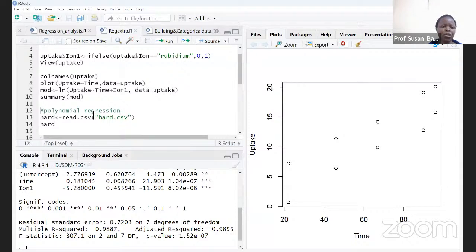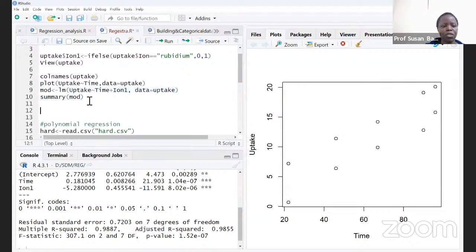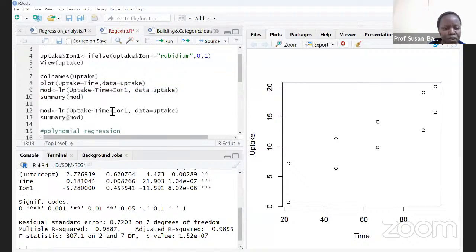Okay, ladies and gentlemen, this one I want to type, and we see the difference between having no iron1 in the model. What does it do? I'm just going to type, so don't get confused. I'm pasting the same thing as above and removing iron1, so you can see what I'm doing. I have removed iron1 and left my model. I'm going to call the object mod1, so mod1 is equal to lm uptake as a function of time only. I want to see the difference, whether we should go ahead and include iron1 to separate the two lines which we've observed in the scatter diagram, or we just fit one line onto that data. That's what I'm doing. And I just copied and removed iron1. So I hope that is okay with you guys.